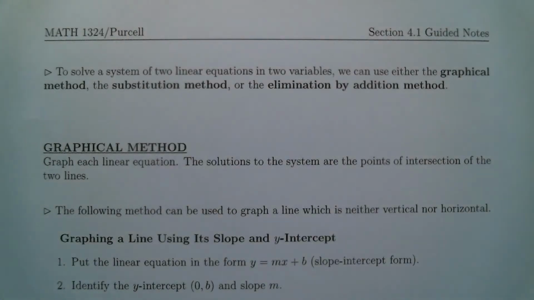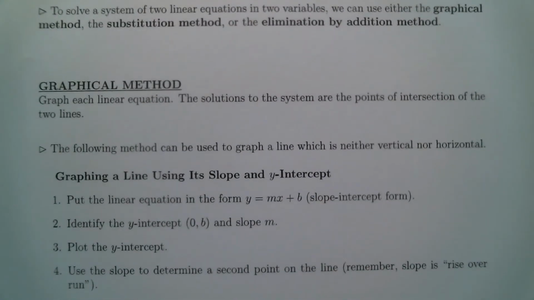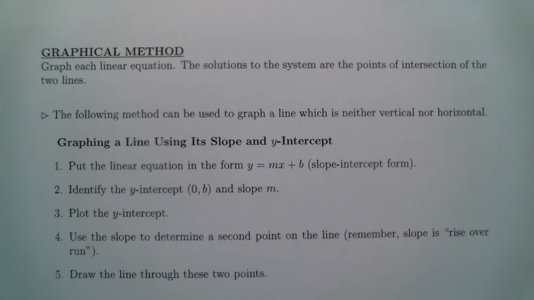A system of two linear equations in two variables can be solved in one of three ways. There's the graphical method, the substitution method, and the elimination by addition method. I usually just call that elimination. Okay, we are going to start with graphing, the graphical method, and then we'll come back and talk about substitution and elimination. All right, so graphical method, obviously we're going to be graphing.